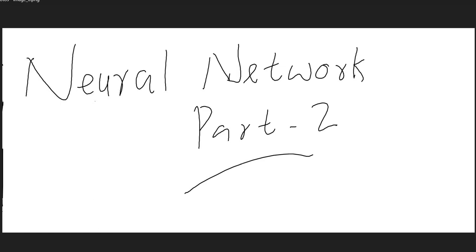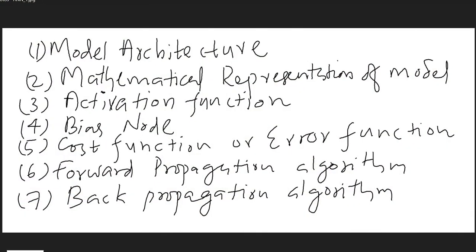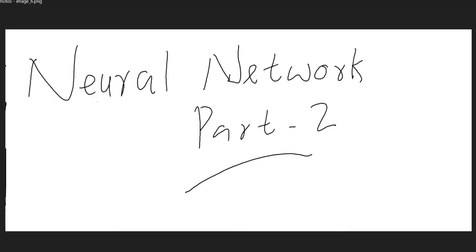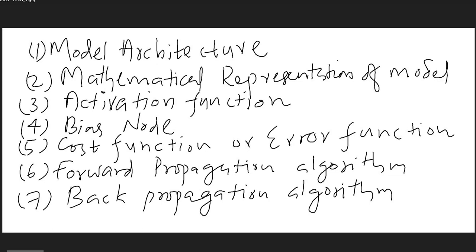So in this part 2, mainly we are going to discuss, see, I can show you another important aspect. These are all the 7 sections we are going to cover as part of the neural network. Model architecture: in the first video, we covered the model architecture. Now, in this video, we are representing the mathematical representation of this neural network model. How do we mathematically represent this? Then activation functions and bias nodes, cost function, forward propagation algorithm, then backward propagation algorithm. So these are all the 7 aspects we are going to cover as part of this neural network. In the second video, we are going to cover the second part, that is the mathematical representation of this neural network.